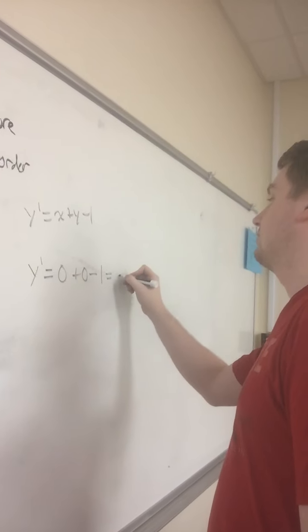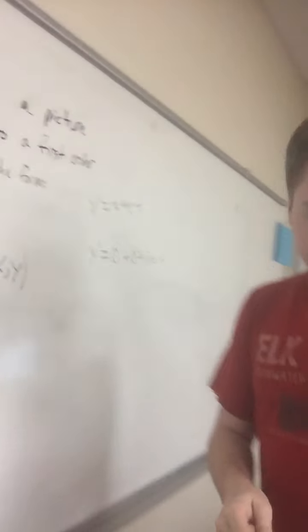And 0 plus 0 minus 1 is negative 1. So that means we expect to see a slope of negative 1, a line going down like that, at the origin. Here's our origin on our first graph, and we can see that's a horizontal line, so our slope is 0. So that's not our graph.